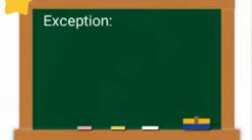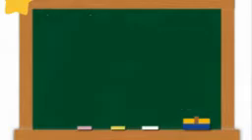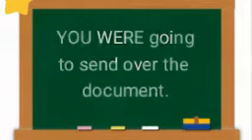Exemption to this rule. A plural verb is always required after you, even when it is used in singular, referring to one person. For example, you were going to send over the document. Even if the subject in the given example is you, it means singular. However, as an exemption to this rule, you are going to pair it with a plural verb.